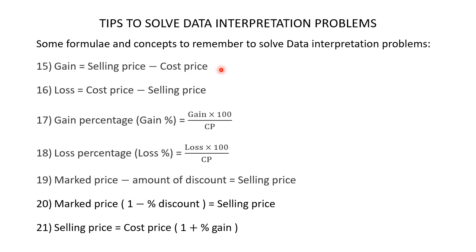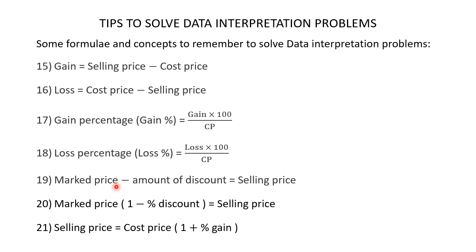Here are a few formulae on profit and loss. Profit or gain is equal to selling price minus cost price. Loss is equal to cost price minus selling price. Gain percentage is equal to gain multiplied by 100 divided by cost price. Loss percentage is equal to loss multiplied by 100 divided by cost price.